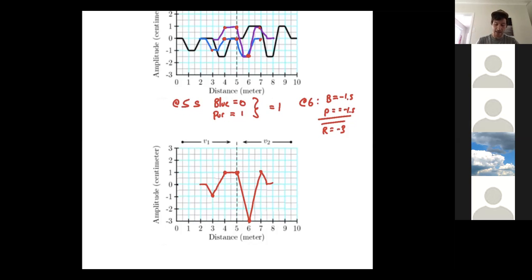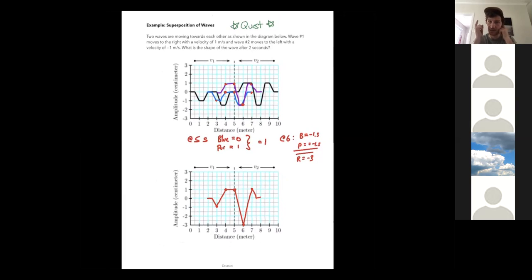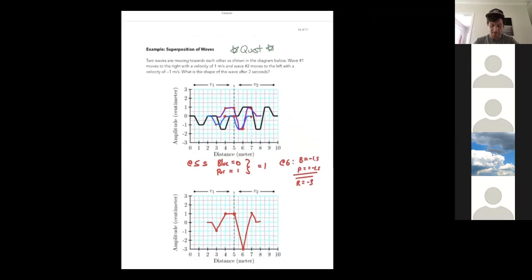Okay. Again, I'm only asking you this question once on your waves quest. So try it out, see what you can do. You don't need to draw the full wave, just kind of process of elimination. Okay. And you know what? That's enough for that.